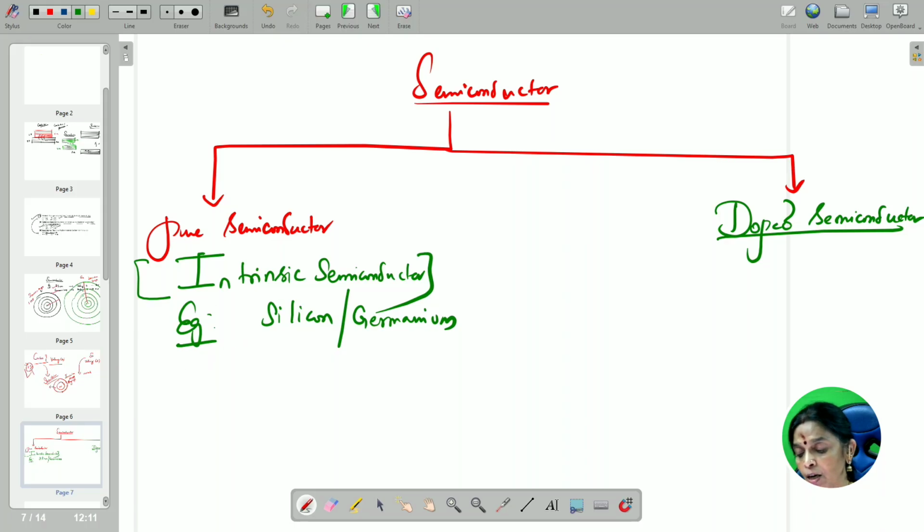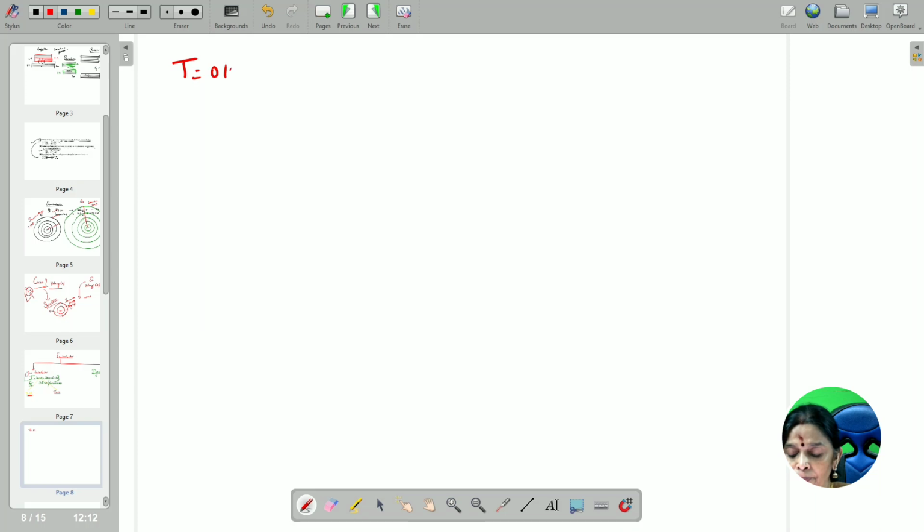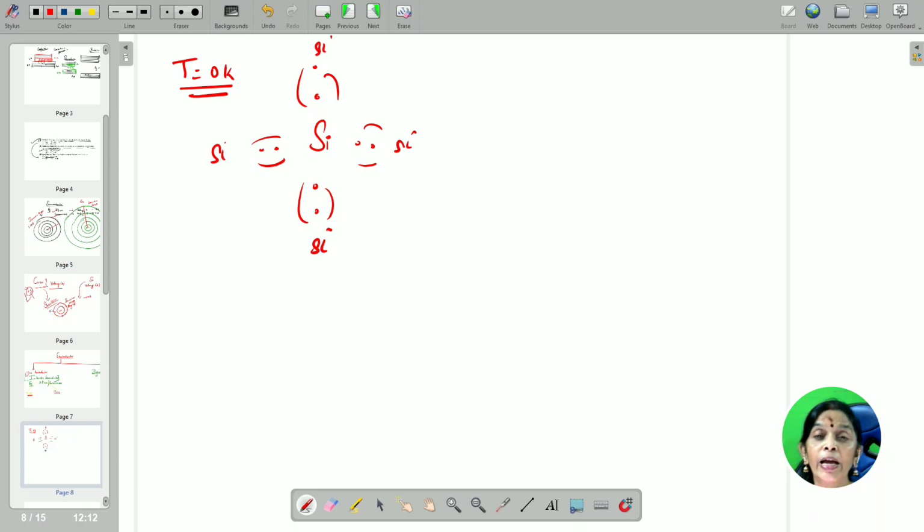This pure semiconductor I am dividing into 2, children. So, what are the 2? T is equal to 0 Kelvin, and then T greater than 0 Kelvin. So, let us learn about T is equal to 0 Kelvin. Let us take silicon, valency is 4: 1, 2, 3, 4. It forms covalent bonds with the adjacent silicon atoms, very tightly bonded to the neighboring silicon atoms. Since it is very tightly bonded, there are no free electrons.